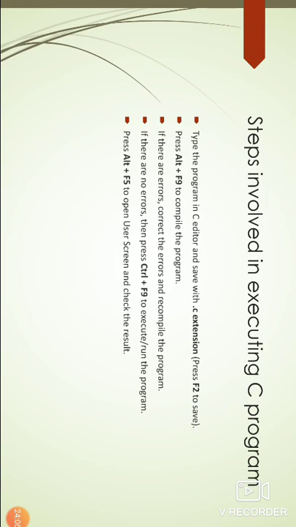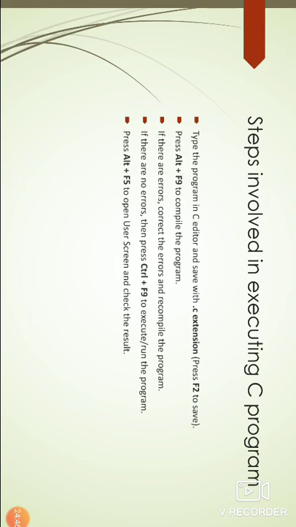Next, if there are no errors, then press Ctrl plus F9 to execute or run the program. So the key is Ctrl plus F9 to execute the C program. Now if you want to see the output or check the result on the user screen, press Alt plus F5 to open the user screen. These are the steps involved in executing a C program.